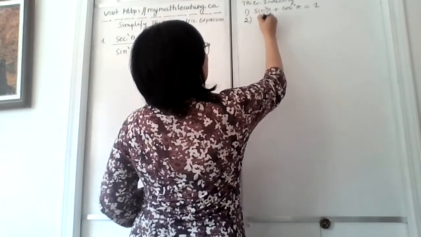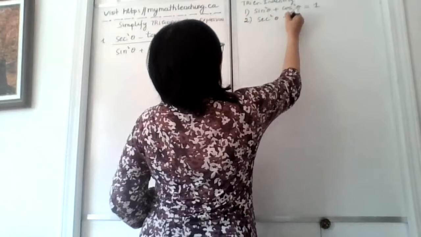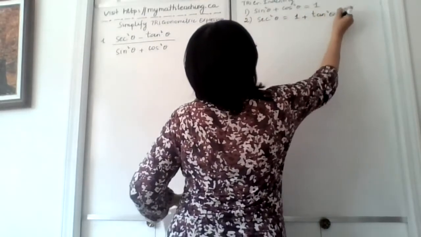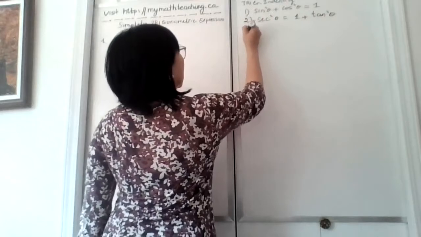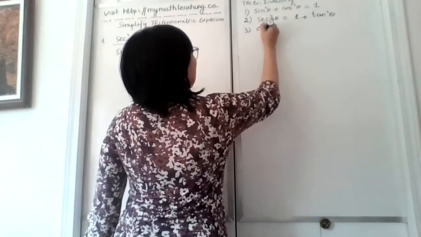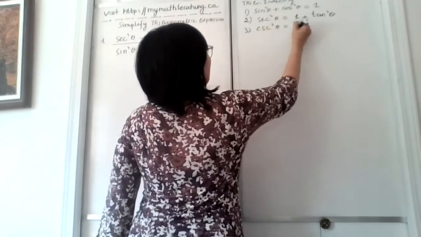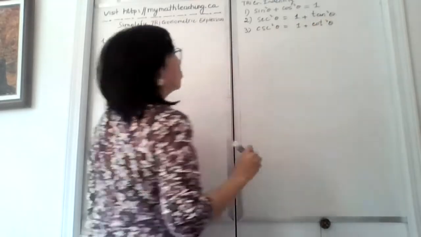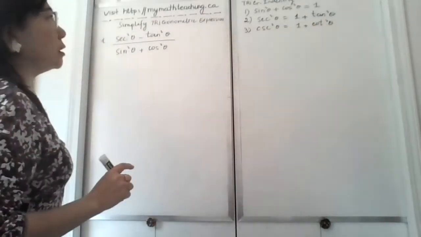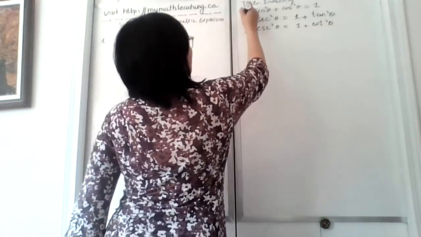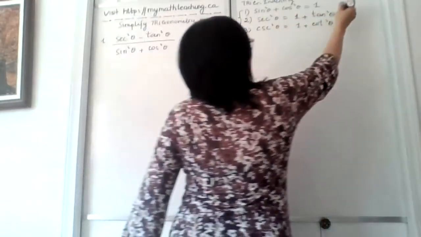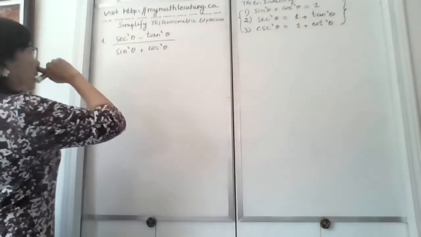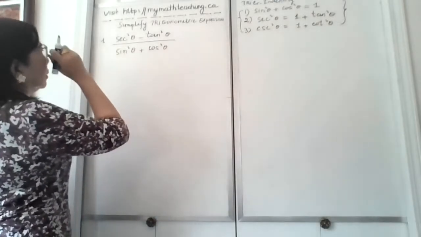You will have secant square theta equals 1 plus tan square theta. That is the second identity. You also have cosecant square theta equals 1 adding with cot square theta. So using these three basic pieces of information, we'll be able to simplify any expression. So let's simplify this.